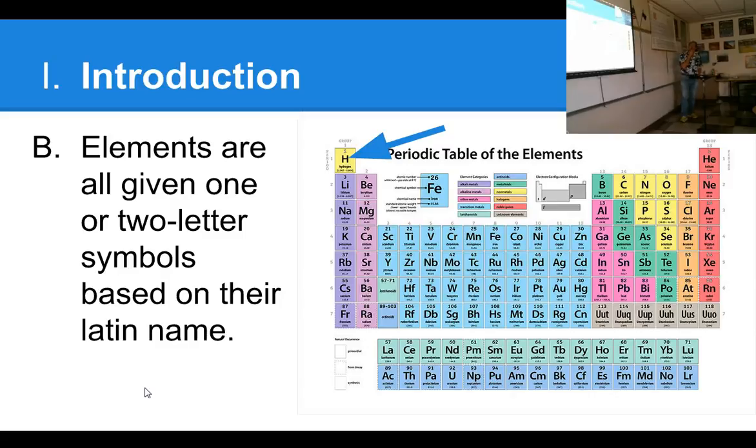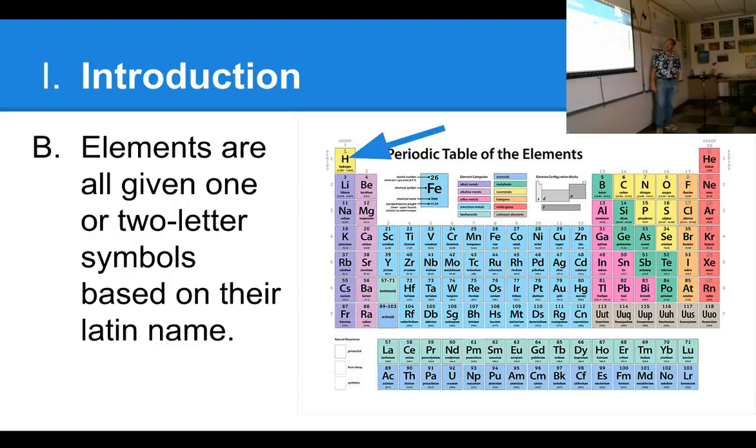Elements are all given a one or two letter symbol based on their Latin name. So sometimes the Latin name for an element starts with the same letter or letters that it starts with in English, so that's helpful. So like bismuth is Bi, and that's helpful. Copper is C... now I'm blanking. CO? No, that's cobalt. Cobalt is Co, and that's the way it starts in English. Nickel is Ni, that's the way it starts in English.